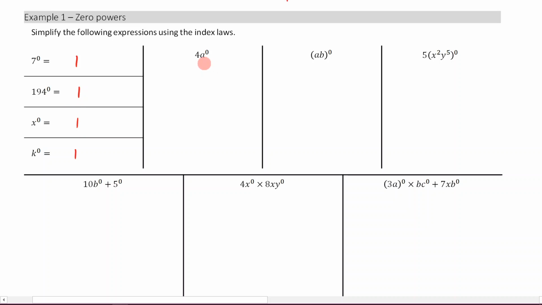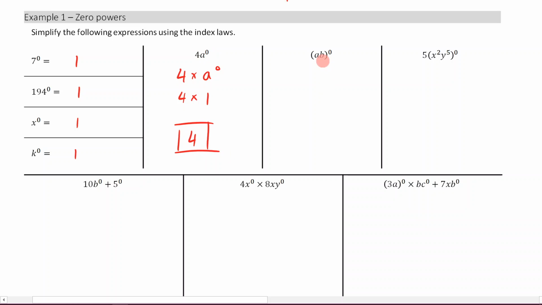All right, let's come over here now. So this right here is a little bit different. If we were to write this in expanded form, it would be 4 times a to the 0. Now this is going to be 1, and then I have that times by 4. So my answer is going to be 4. So you just got to be careful here. This a is raised to the power of 0, but this 4 isn't.